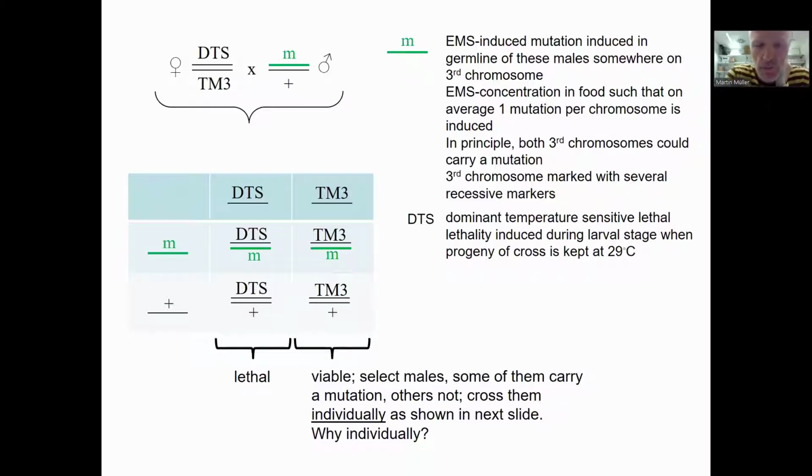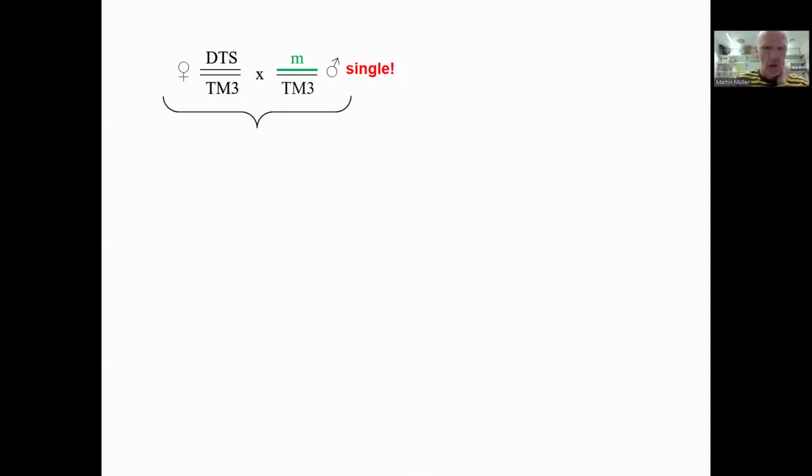Anybody an idea? Because the mutations could be on different spots in the chromosome. If we just cross them all together, we just lose the overview. Exactly. We have to use only one, because then we look at exactly this chromosome and not another. The other chromosome we obtain is the TM3, but that has a dominant marker we can select against. So that is shown here in the next slide.